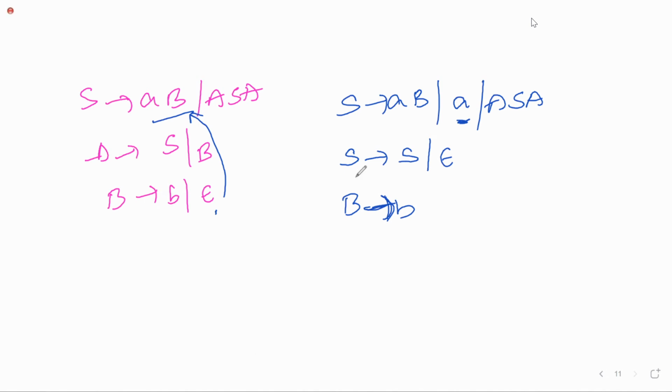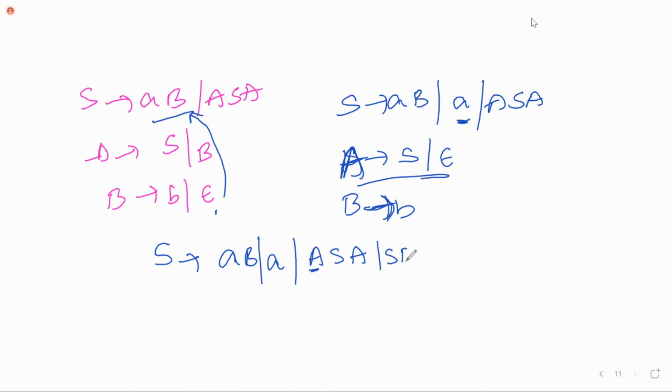Right? Now again you are having the epsilon production, the A. I'll substitute this. In place of A, I'm going to substitute epsilon. ASA is the given one. In place of the first A, if I substitute epsilon, I'll get SA. In place of the second A, if I substitute, I'll get AS. In place of both, if I substitute, I'll get S only. Okay. Next, A tends to S. Simply, I'm removing this. B to B. Now it is free from epsilon productions.